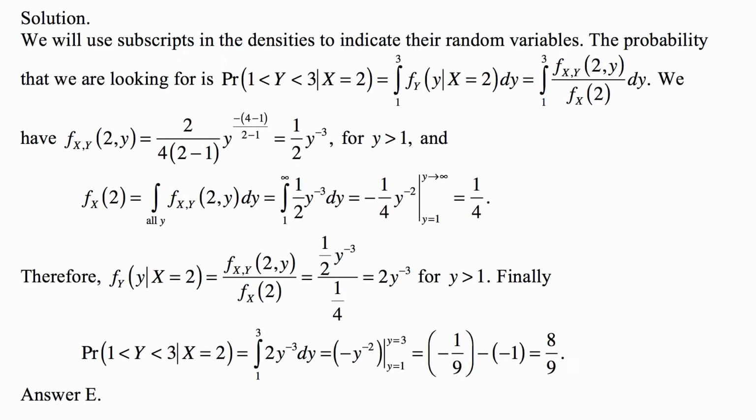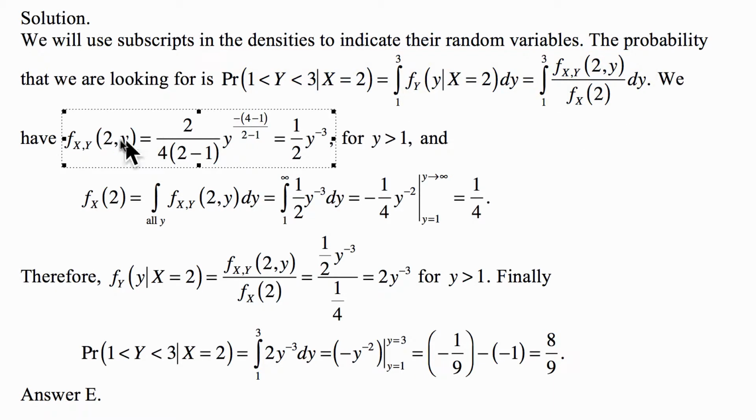And here's the solution. We will use the subscripts in the densities to indicate the random variables. The probability that we're looking for is the probability that Y is between 1 and 3, given that X is equal to 2, which is the integral from 1 to 3 of f sub Y of y, given that X is equal to 2. That conditional density is the ratio of the joint density at 2, y over the marginal density of X at 2. Well, we need to find these quantities.